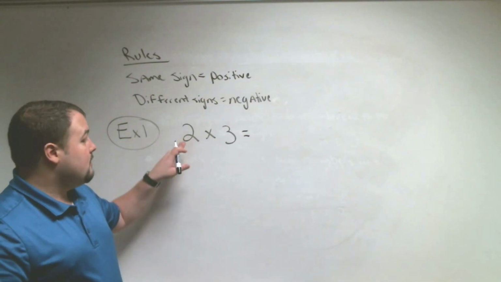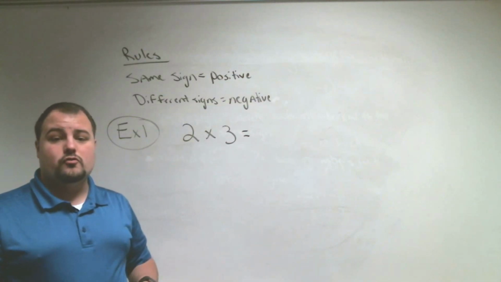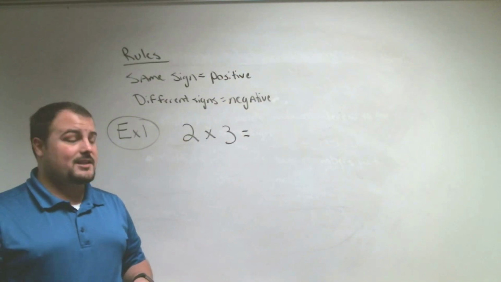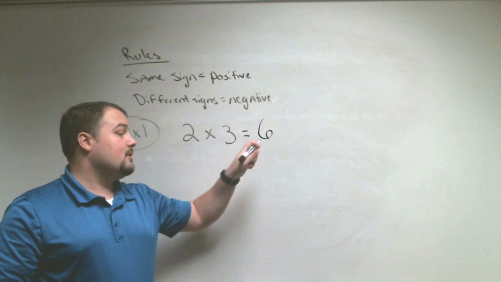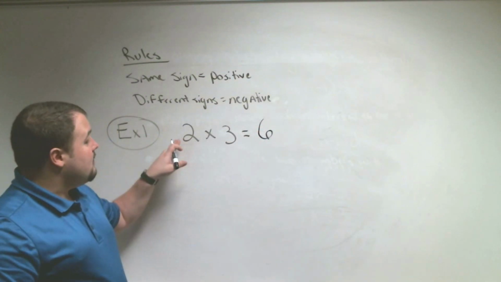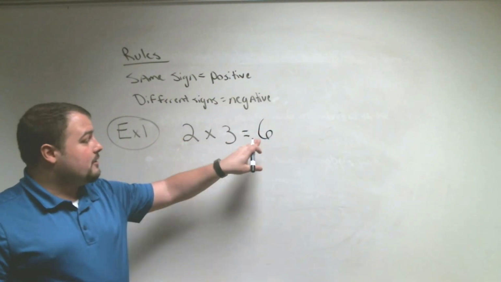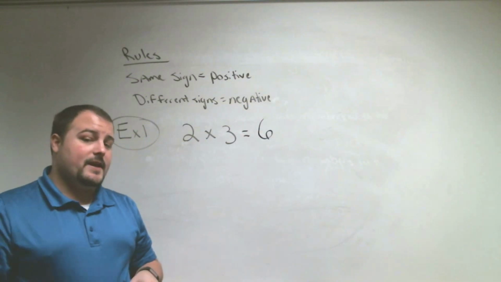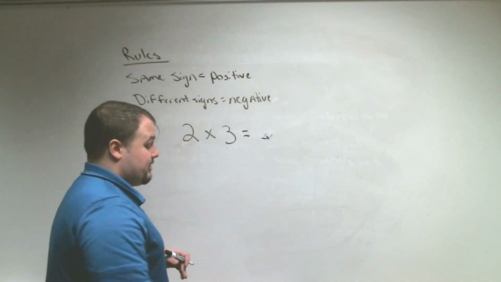When multiplying 2 times 3, we're really taking two groups of 3, and 3 plus 3, that's 6. So 2 times 3, that's 6. And this is a positive 2, that's a positive 3, so that's a positive 6. That's a correct answer. Let's go ahead and do another example.